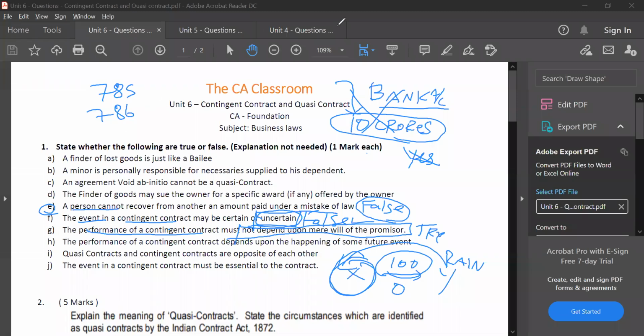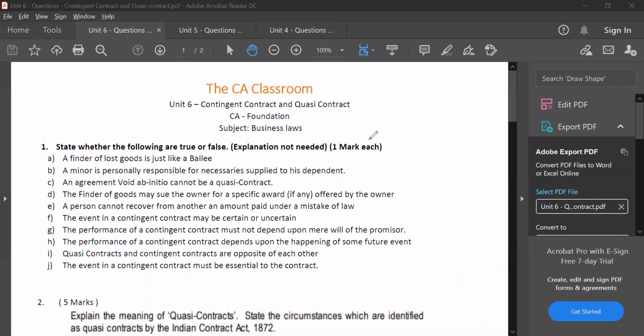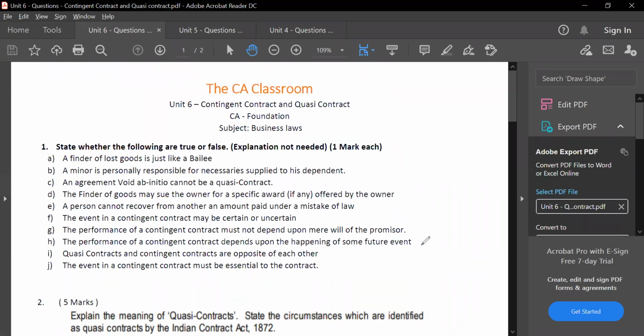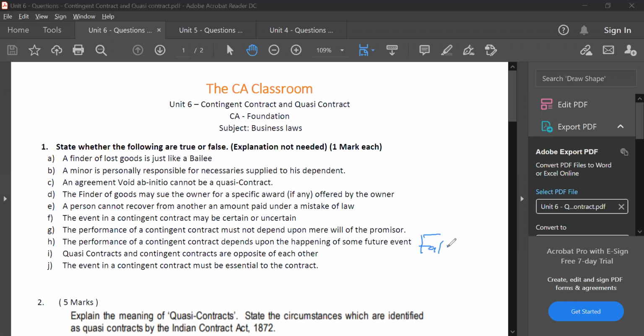Next, read H. The performance of a contingent contract depends upon the happening of some future event. Answer: it is false. Read the wordings very carefully, guys. The correct statement is that the performance of a contingent contract depends upon the happening or not happening of a future event.